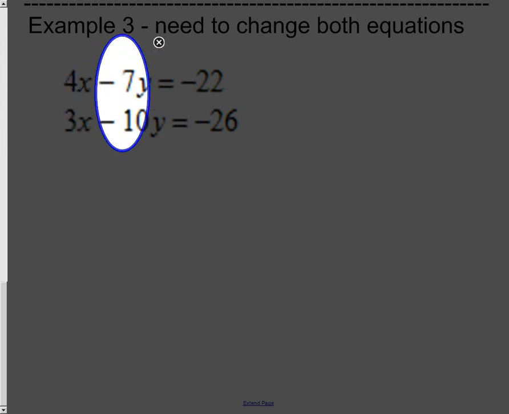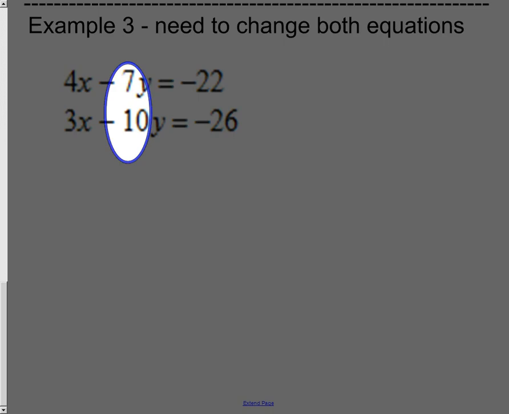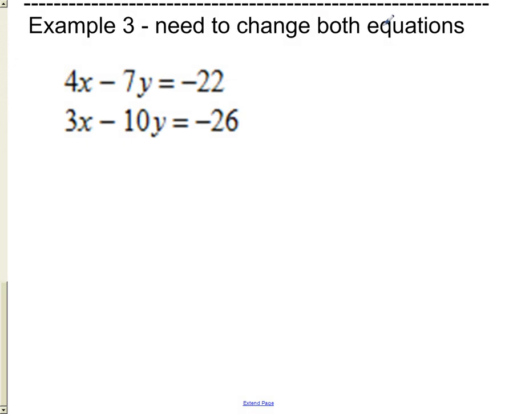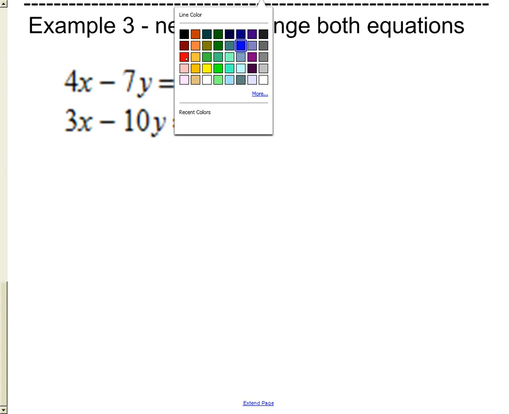Can I change this into a negative 3x with multiplication easily? No. And if we look over here, we've got the same issue with the negative 7y and the negative 10y. I can't change them into their opposite. I can't change this into positive 10. I can't change this into positive 7. So that if I added them together, it would cancel out. I can't do that easily. So instead, we need to change both equations, and we change them with multiplication in the same way.